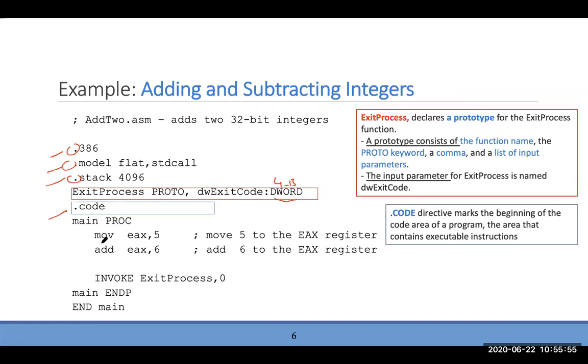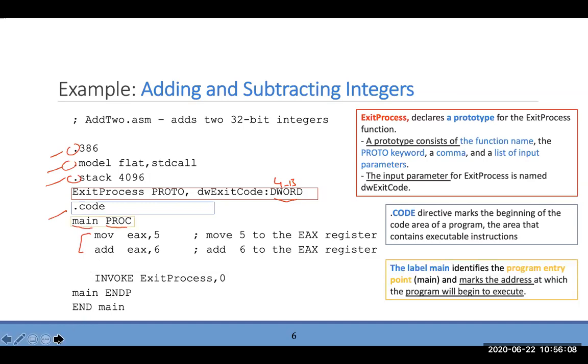All right, so here's where part of your code is going to go. .code, and you are saying main proc. So that is the function name, which is main, and the type of this function is procedure. That's what proc stands for. Okay, and this is going to be the main function. It identifies the entry point.